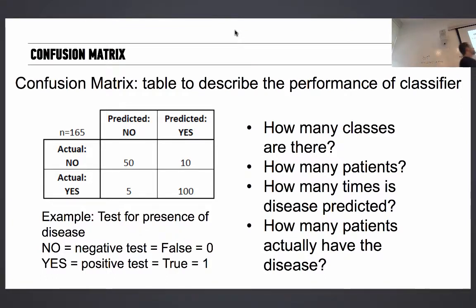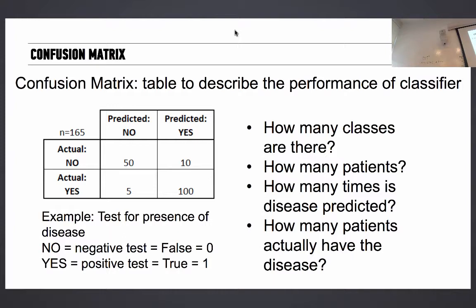110. So this column here is a predicted yes. So this column is everyone who the test said yes to. Now, of those people, how many of them actually had the disease? 100, exactly. Of the people in this column, how many of them actually had it? 100. Now, of the 165 total, how many people do not have the disease? Not quite. 60. So put your answers together.